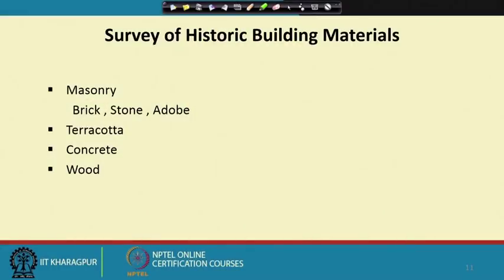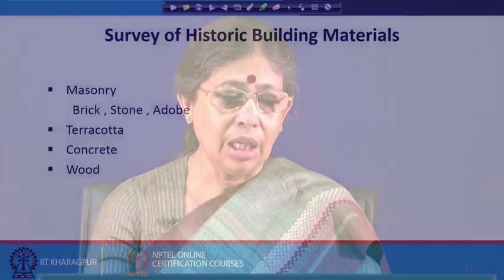To understand the decay, we have to talk about the survey of the historic building materials, which is a different aspect altogether. So this is an introduction, and this is a different module. I'll come to that in my next lecture, and we'll talk about how to understand the decay, how to document the decay, because that will decide what we can do or what type of intervention can be done in a historical structure. Thank you. We'll continue in the next module.